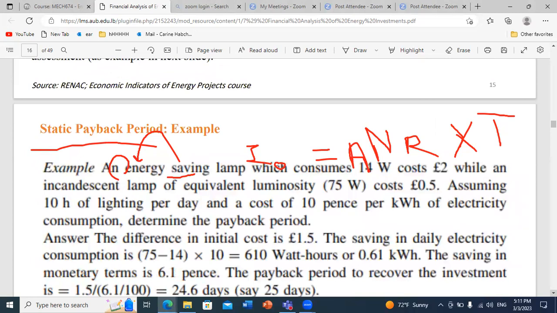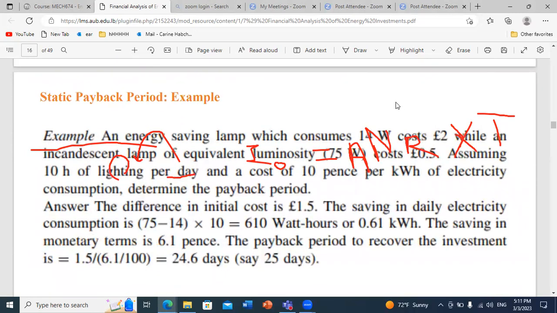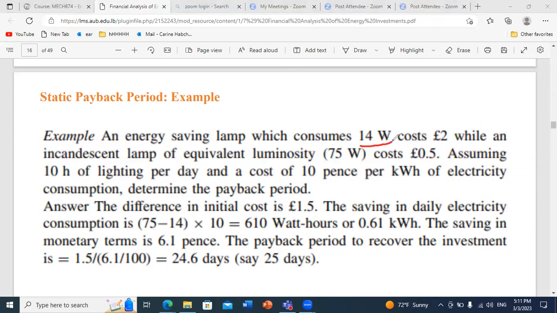So let us consider, for example, the following problem. An energy-saving lamp, which consumes 14 watts, costs £2, while an incandescent lamp of 75 watts costs £0.5. We are assuming that we need 10 hours of lighting per day, and a cost of 10 pence per kilowatt hour of electricity consumption, and we want to determine the payback period.